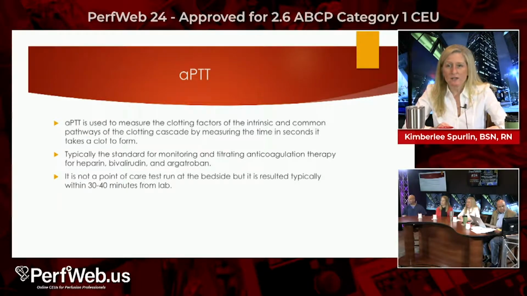Activated PTT is used to measure the clotting factors of the intrinsic and common pathways of the clotting cascade by measuring the time in seconds it takes a clot to form. Typically, it's the standard for monitoring and titrating anticoagulation therapy for heparin, bivalirudin, and argatroban. It's not a point-of-care test, so again, it's got to be sent down to the lab.